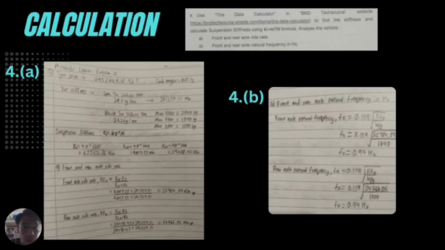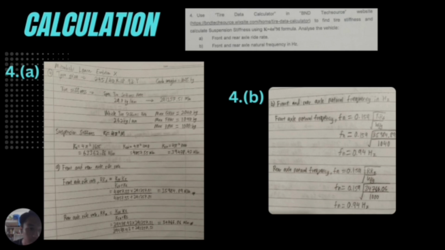So I will talk about question 4. Question 4 is: use the tire data calculator on the BND Texas website to find tire stiffness and calculate suspension stiffness using the formula. Analyze the vehicle: A, front and rear axle ride rate, and B, front and rear axle natural frequency in hertz.